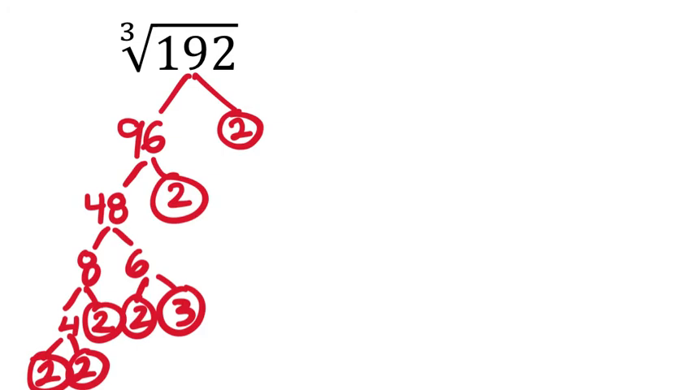Okay, and that ends all the branches. There's a lot of factors for 192. That's not a problem. We'll rewrite 192 not as 192. It still has the same value, but as the result of its prime factors.